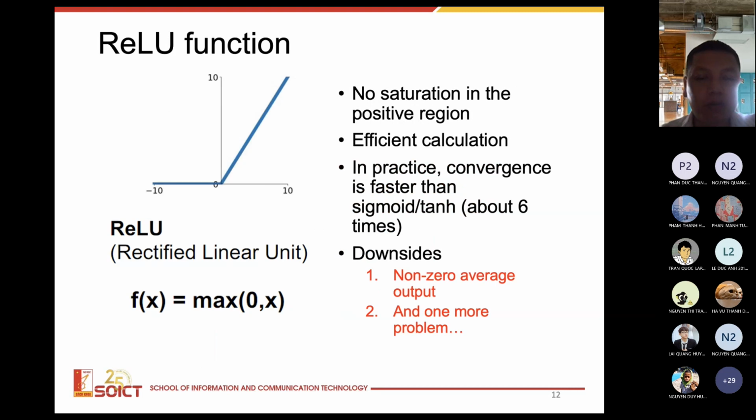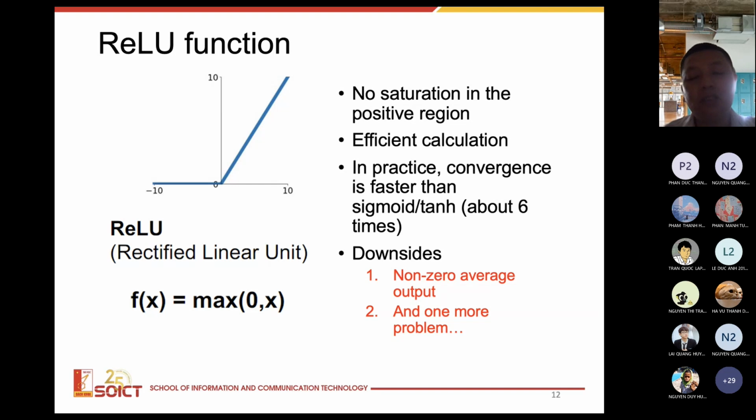Okay, so now move to the ReLU function. The mathematical formulation for the ReLU function is very simple. The function equals max of 0 and x, right? So if x is less than 0, then the output is 0, and if x is bigger than 0, then the output of the ReLU function will be x.